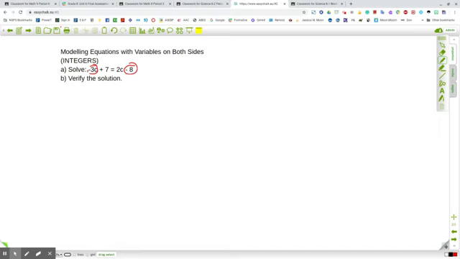I'm just going to rewrite this equation. So this is minus 3c plus 7 equals 2c minus 8. Now, of course, we have to get the variables on one side and the constant terms on the other side as well. So the simplest thing to do here is to worry about dealing with the numerical coefficients and the variables first.